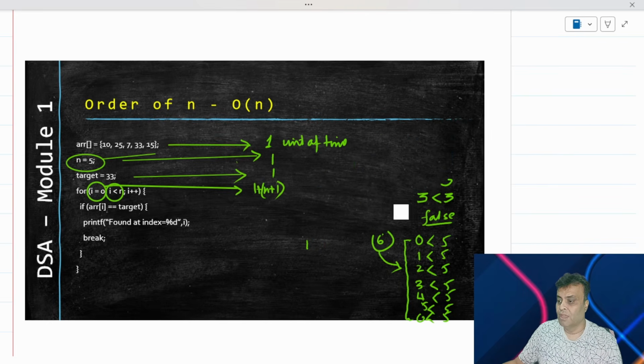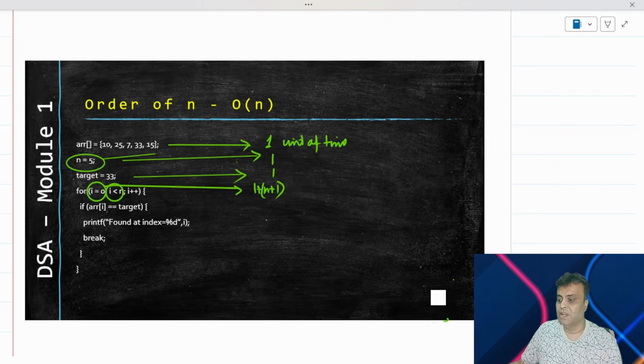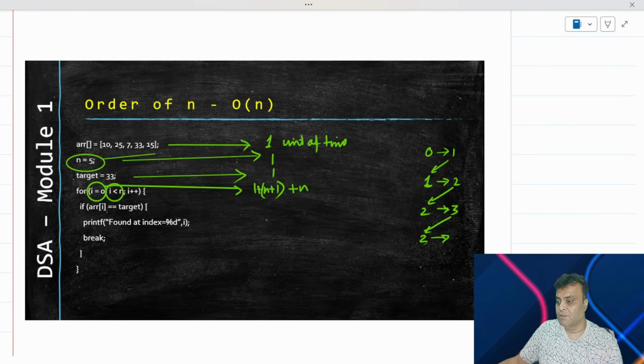Next, you have I++. That particular line I++ executes itself for n times, right? So when it is 0, after the 0 loop is done, it will become 1. Now with this 1 it will enter the next time in the loop, and this 1 will become 2. With 2 it will enter the loop and it will become 3. With 3 it will enter the loop and this will become 4. With 4 it will enter the loop and this will become 5, right? With 5 it will enter the next time in the loop, and then this 5 is less than 5, right?